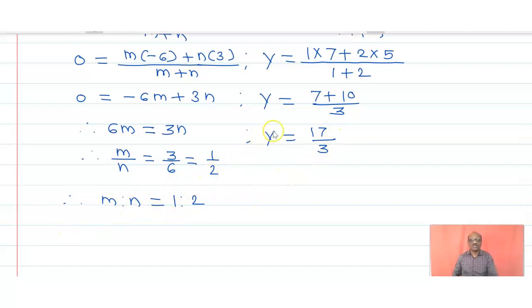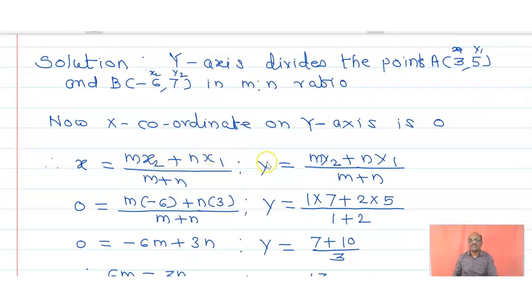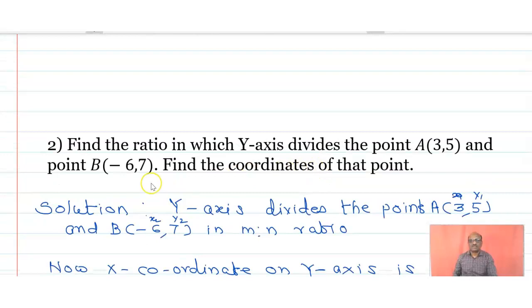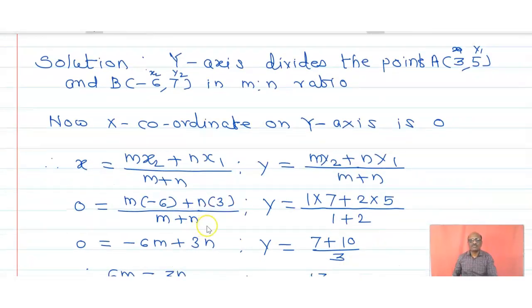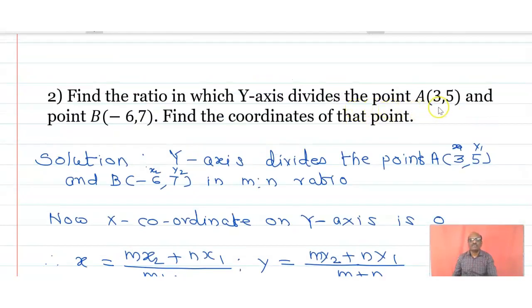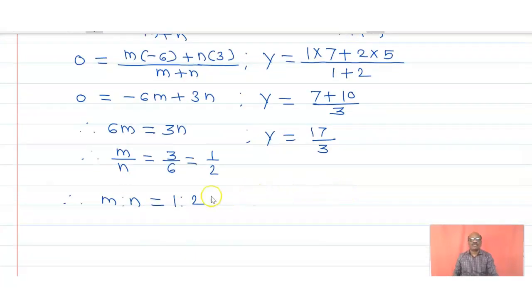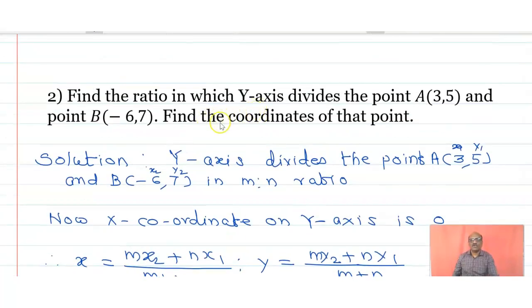Therefore, पुन्हा आपण चेक करू शकतो इथे फ्रॅक्शन मध्ये येतात ते. A 3, 5 and B minus 6, 7. Okay, y2 is 7, m 1 into 7. Next is 2 into 5, y1 is 5, is 10, plus 7, 17 upon 3. Therefore, we want to find out the coordinate. Find the ratio as well as the coordinate of that point.